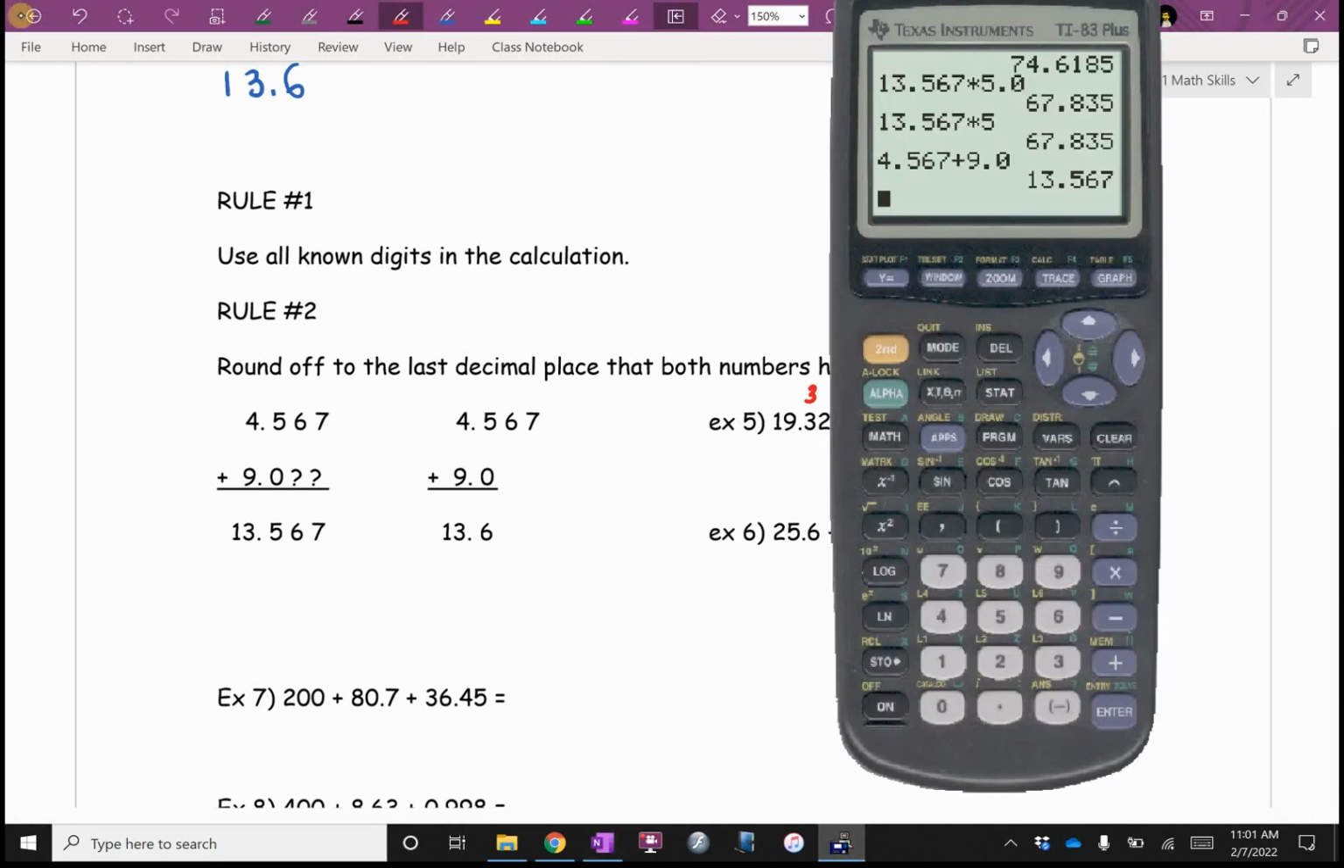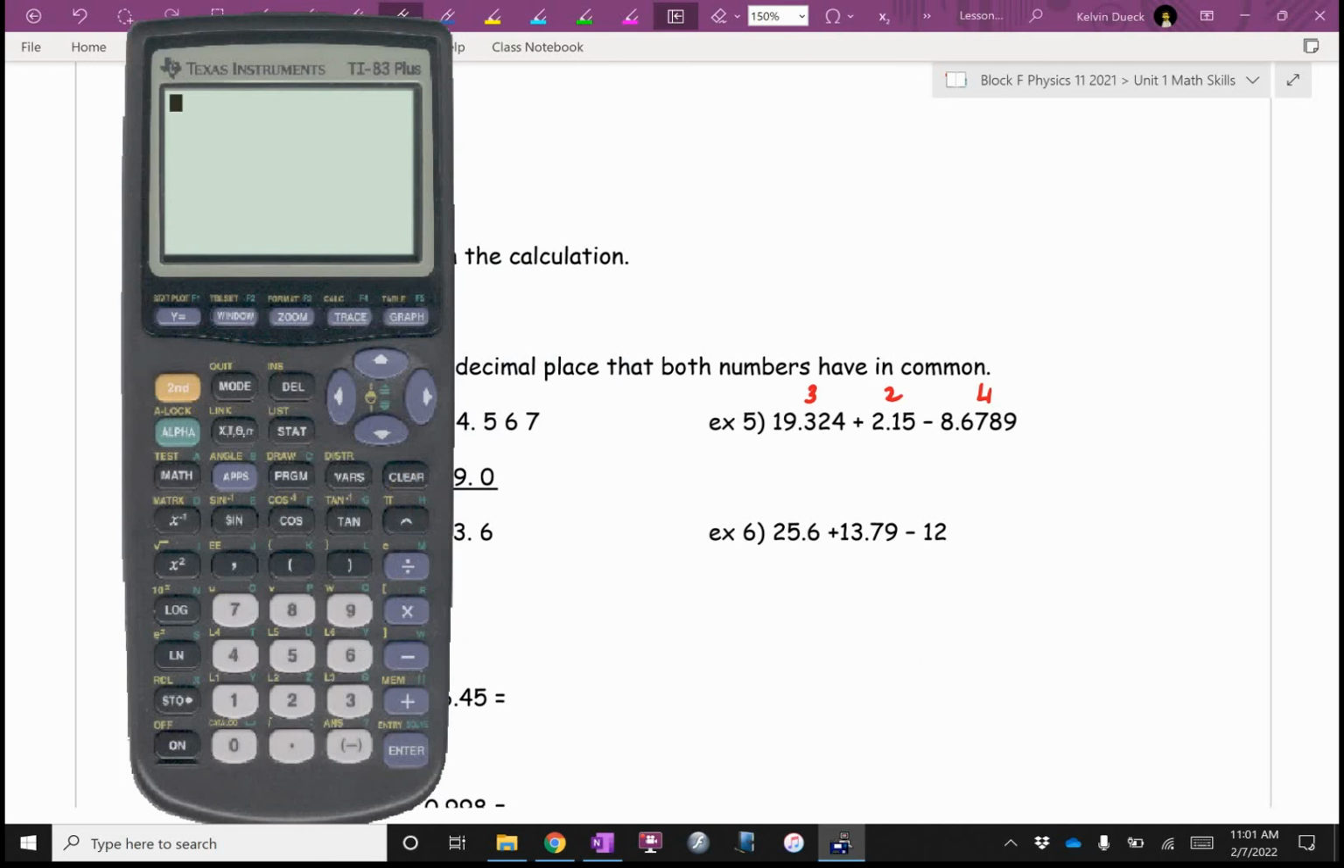So Chloe and everyone, get your calculators out. You type it in exactly as written: 19.324 plus 2.15, take away 8.6789. I'm not going to write 12.795.